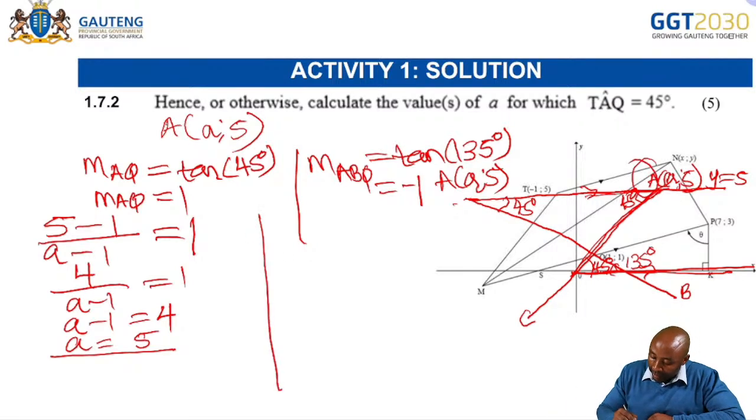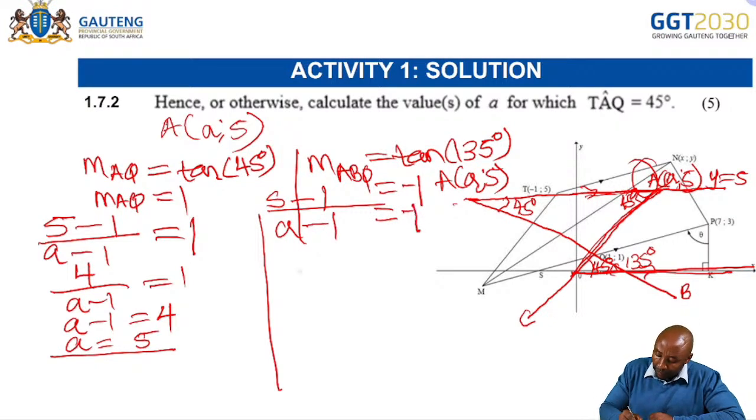I then deal with the other one. I said I'm still using my X value, which is going to be 5. Sorry, my Y value is going to be 5 minus the Y value at Q, which is 1, over A, my X value at A, minus the X value there, minus 1. And I said this will give me negative 1. And then from there, I'll have 4 over A minus 1 is equal to negative 1.